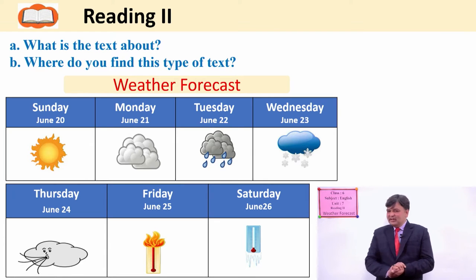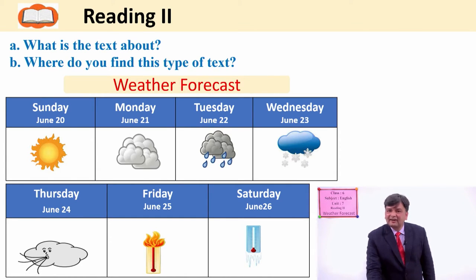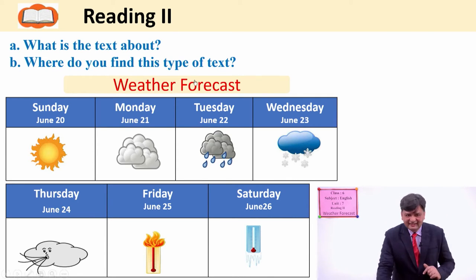So we are doing reading 2 today, and before we begin, let me ask you, what is the text about? Weather forecast. Very good. So what is the forecast? We guess. Okay. Do we guess? No, we don't. Okay. Who makes the weather forecast? There is a department. Good. It also gives us information about what will happen tomorrow, when we can have earthquakes, meteors, everything. Good answer.